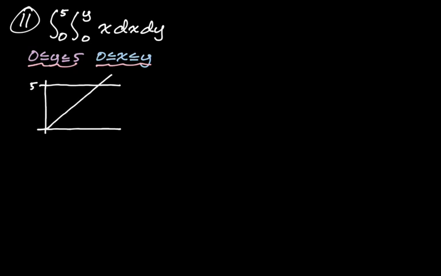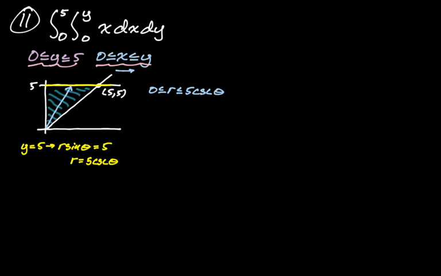Our region, because x is going from 0 to y, is going to be this. All right, so we just need to describe this in polar. It's not a super nice polar region, but that's okay. This equation is y equals 5. Y is equal to r sine of theta. And so that equation in polar is r equals 5 cosecant theta, which is important because r is going from 0 to that line. So r goes from 0 to 5 cosecant theta.